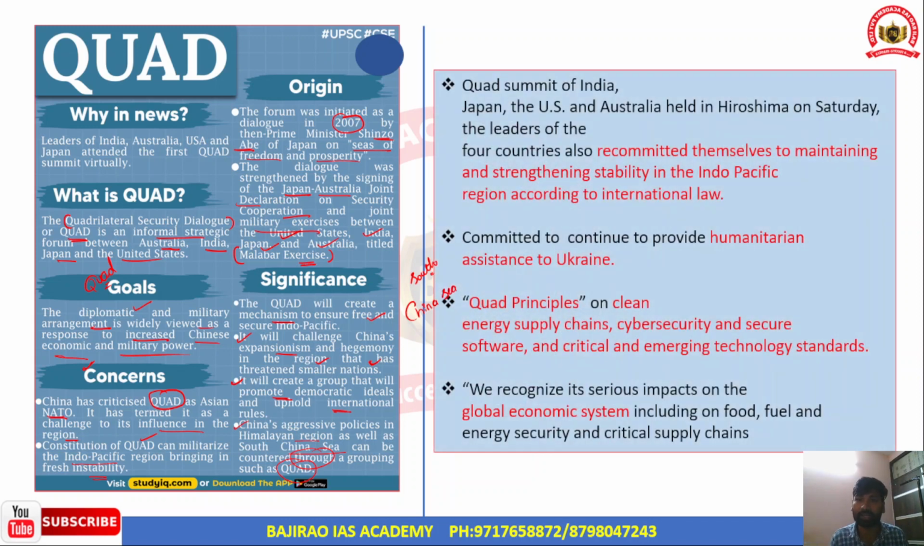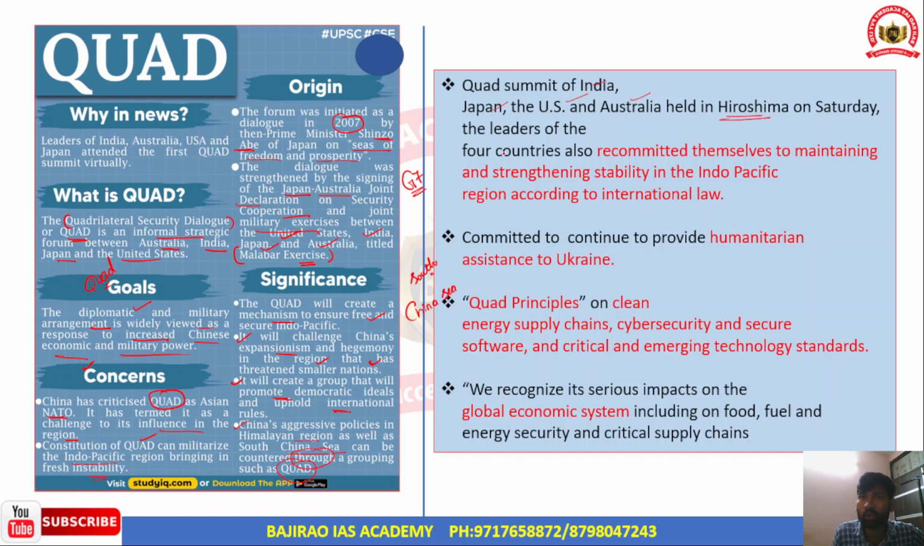Now, what has this article been talking about? We already discussed that on the sidelines of the G7 summit, all the leaders of the Quad grouping met and discussed a wide variety of issues. The Quad Summit of India, Japan, US, and Australia was held in Hiroshima on Saturday.